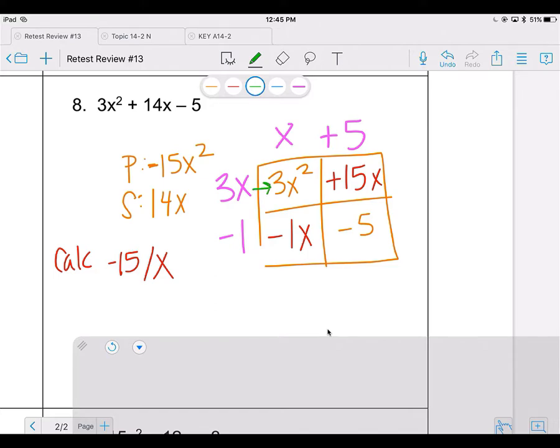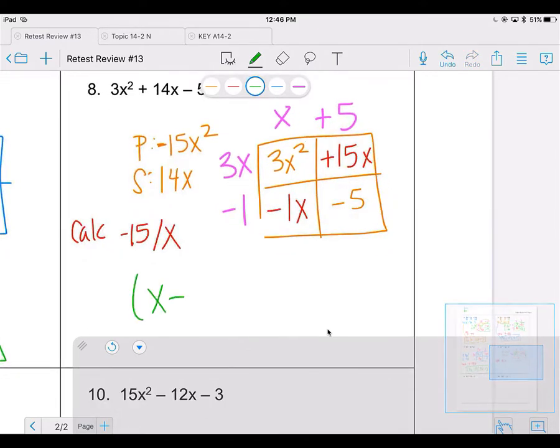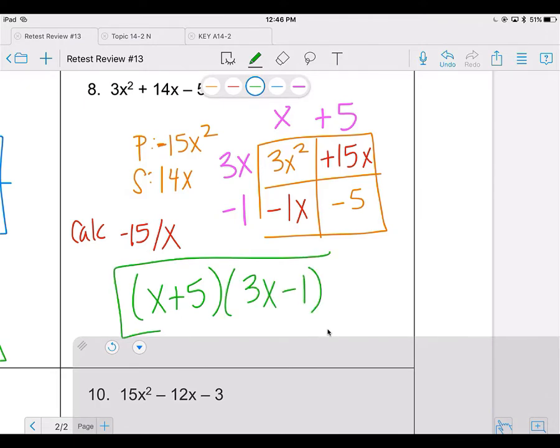I do my quick check. 3x times x is 3x squared. 5 times negative 1 is negative 5. So my factors are x plus 5 and 3x minus 1.